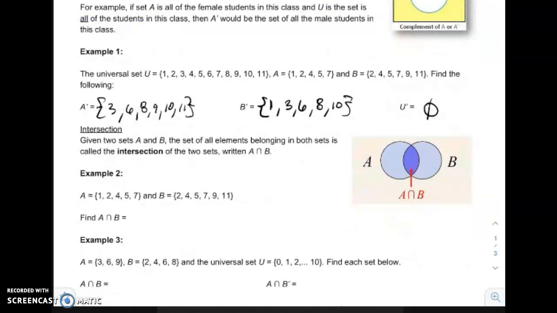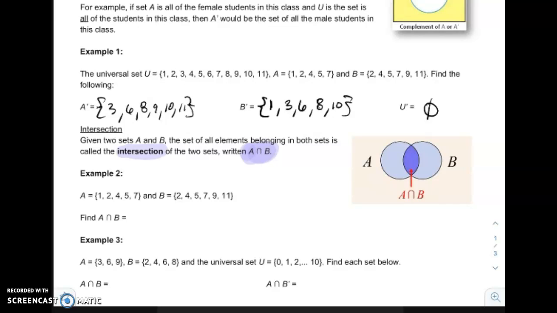Intersection. Given two sets A and B, the set of all elements belonging in both sets is called the intersection. So intersection is everything that's in A and B. It has to be in A and B. They have to share them. They have to be in both. A and B is the words I wanted to use.